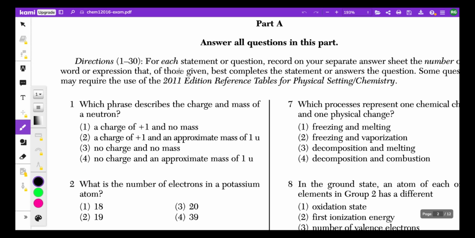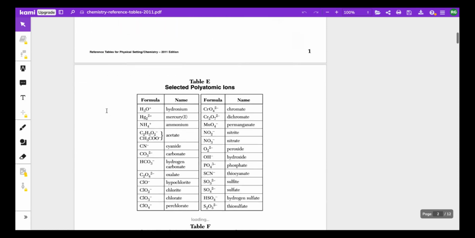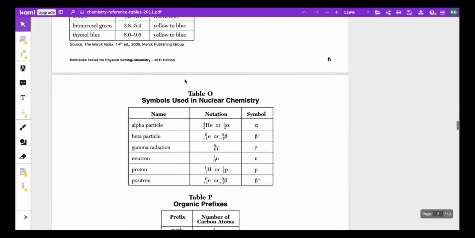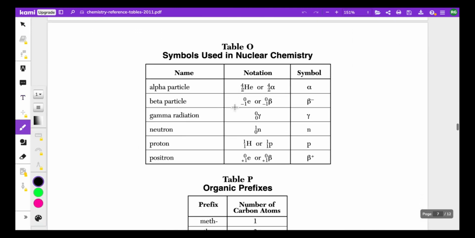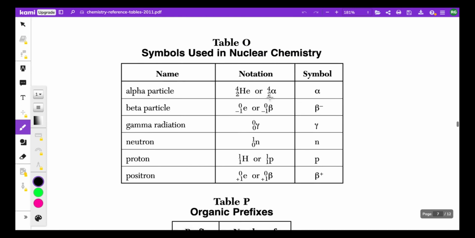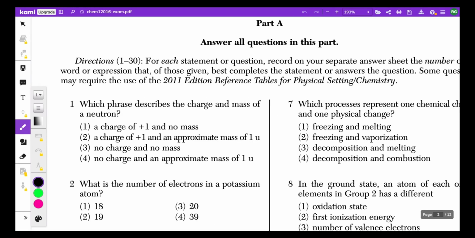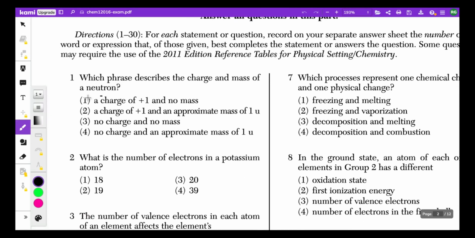Even if you don't know this, go to your reference guide, scroll down, and go to Table O, symbols used in nuclear chemistry. What do you have here? A neutron. This 0 on the bottom represents the charge of the neutron. You see the 0, so it has no charge. It's neutral. So immediately, you can get rid of 1 and 2.